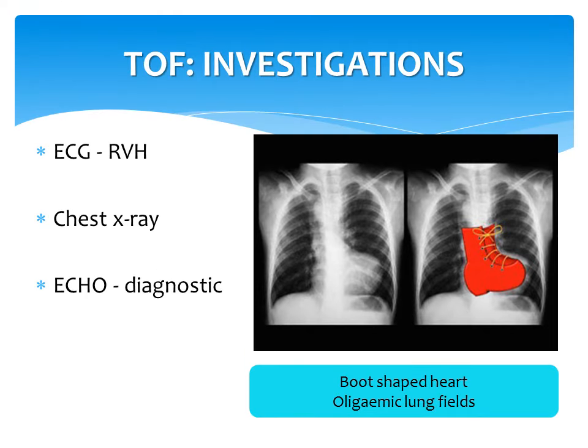In TOF, the ECG typically shows right ventricular hypertrophy. Chest X-ray shows a boot-shaped heart with reduced pulmonary vascular markings or oligaemic lung fields. Echocardiogram is the diagnostic investigation for TOF.